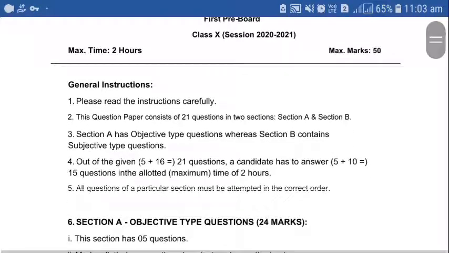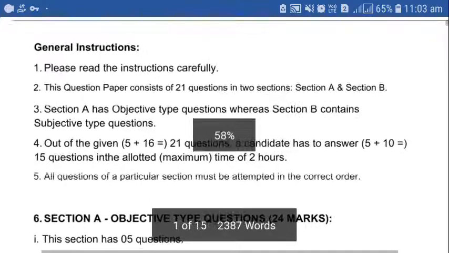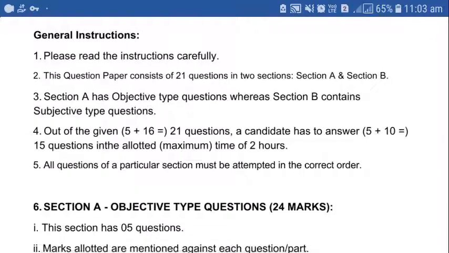Let's just start. So general instructions. What are the different general instructions here? Please read the instructions carefully, as we always do. Before solving the questions, first read the instructions carefully.